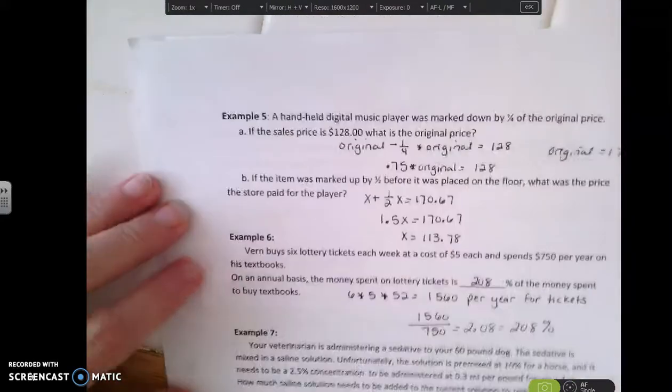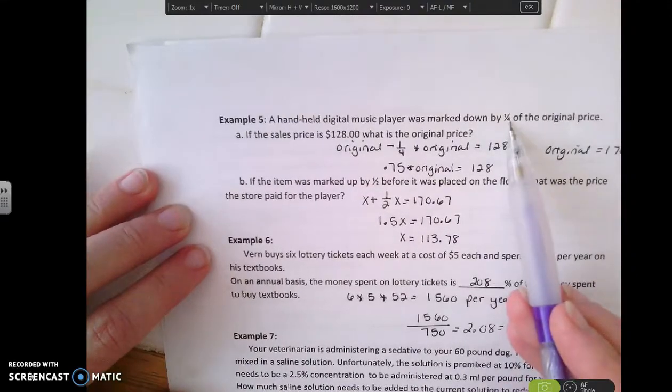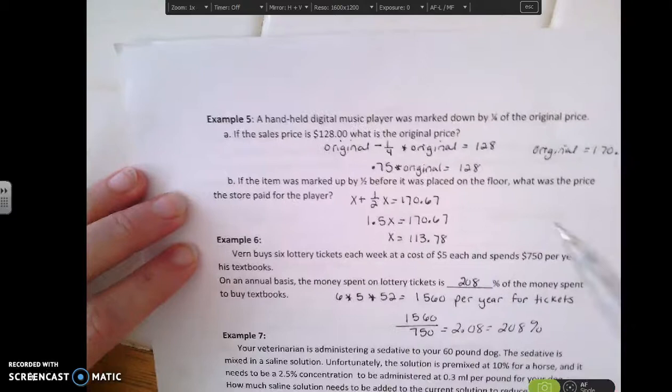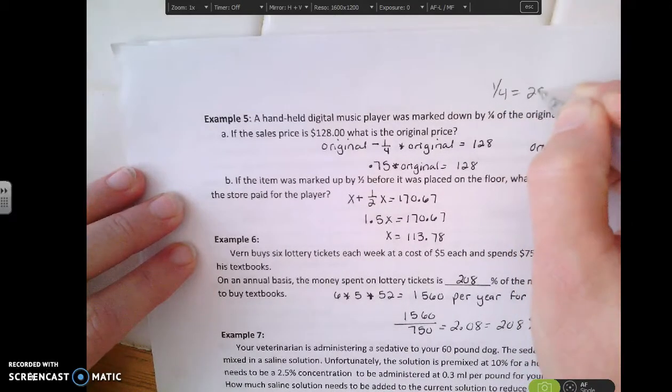Alright, so here's another example. A handheld digital music player was marked down by 1/4 of the original price. So 1/4 is the same thing as 25%.